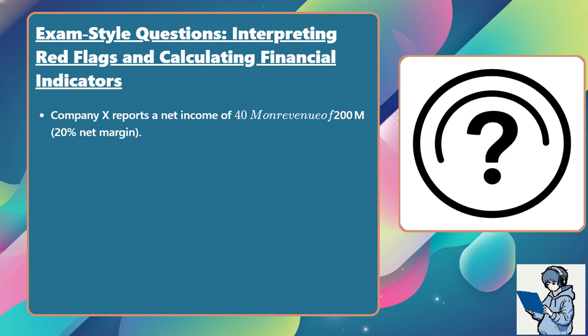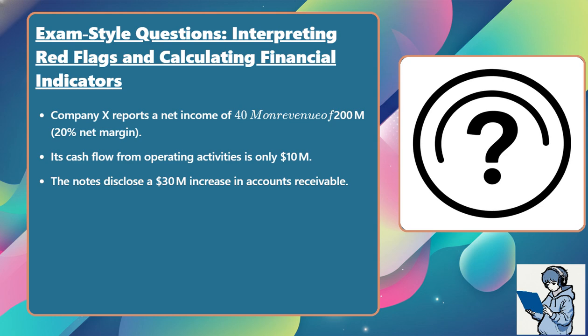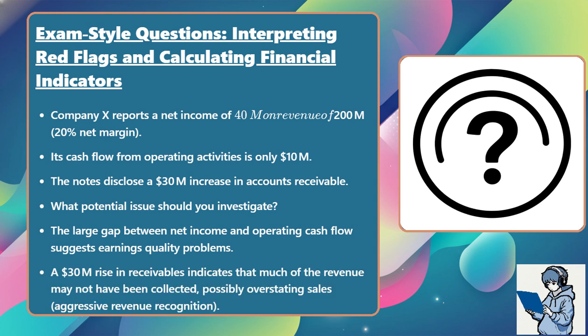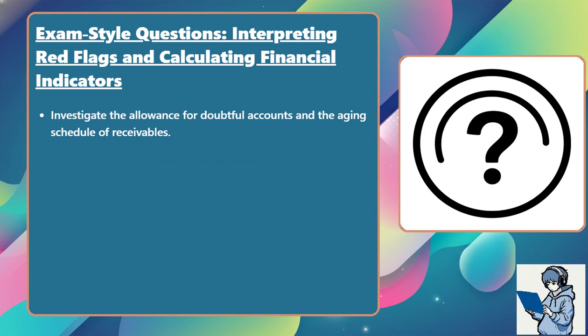Company X reports a net income of $40 million on revenue of $200 million, a 20% net margin. Its cash flow from operating activities is only $10 million. The notes disclose a $30 million increase in accounts receivable. What potential issue should you investigate? The large gap between net income and operating cash flow suggests earnings quality problems. A $30 million rise in receivables indicates that much of the revenue may not have been collected, possibly overstating sales. Aggressive revenue recognition. Investigate the allowance for doubtful accounts and the aging schedule of receivables.